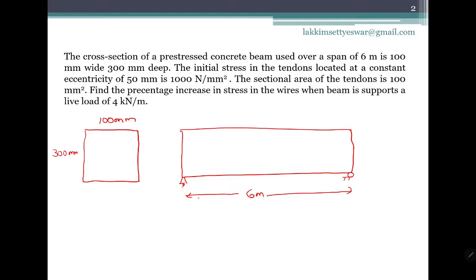Now, the initial stresses in the tendons located at a constant eccentricity of 50 mm. So this is the neutral axis. So there is a constant eccentricity of member. So this is a pre-stressing cable with eccentricity E equal to 50 mm. Pre-stressing force P and stresses in the pre-stressing cable is 1000 Newton per mm square.